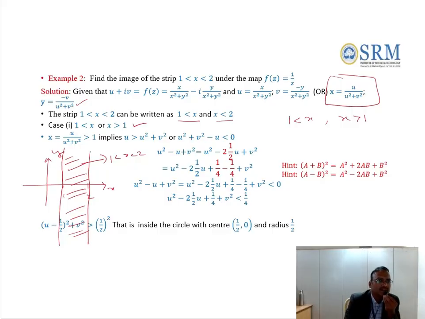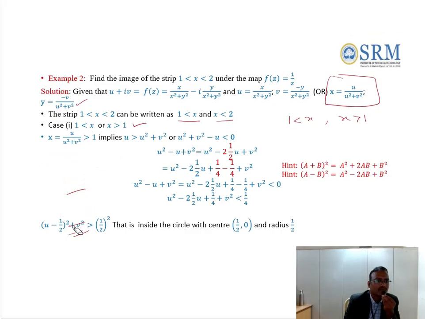Just a minute, let me erase this. So here u greater than u square plus v square, you can also write it like this, that is u square plus v square less than u. If you subtract, we get u square plus v square minus u less than 0. Okay, that's this equation.